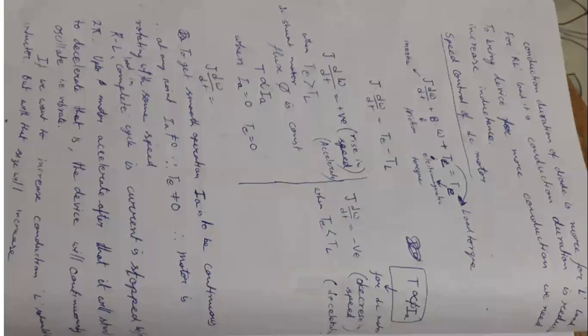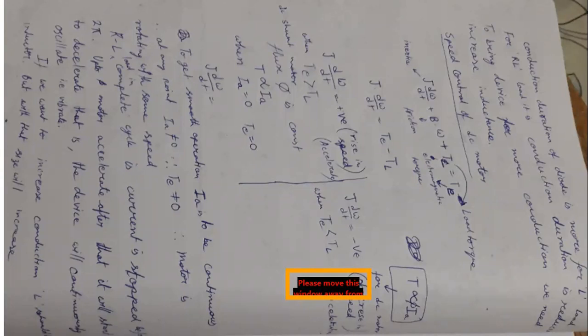So to get smooth operation, the armature current should be continuous. Armature current should not be equal to 0, and therefore electromagnetic torque should not be 0. Then only the motor can run with some constant speed. This kind of speed control can also be done by power electronic devices.